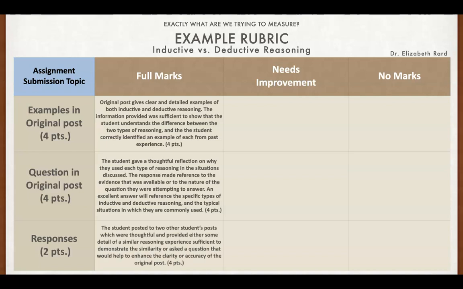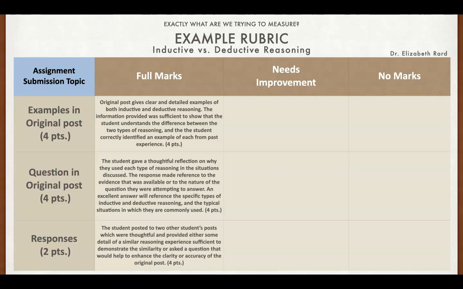And then for excellent responses, the student posted to 2 other students' posts. Again, a little bit of a count, but that's kind of what we do with discussions in online learning, that were thoughtful, and I like that were thoughtful and provided either some detail of a similar reasoning experience, sufficient to demonstrate the similarity, because that was part of the question that she asked them to do, or asked a question that would help to enhance the clarity or accuracy of the original post. I really like how she detailed that out for a reply, basically, from a student to another student. That's an excellent description there.